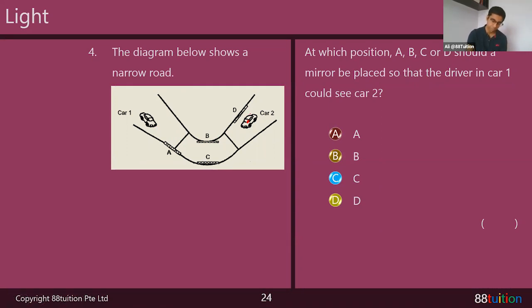D is a mirror. D, you see, you can have light go here and it bounces off. It goes here, it bounces off. Again, it doesn't go to the other car. So the only mirror that connects both the cars is C.